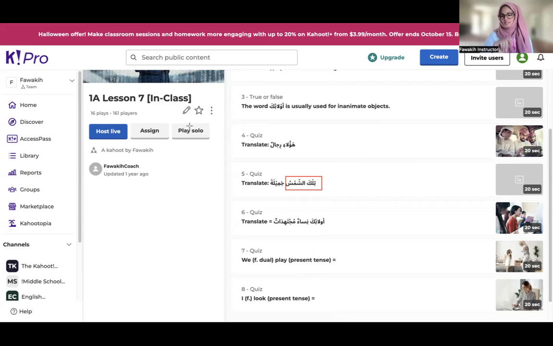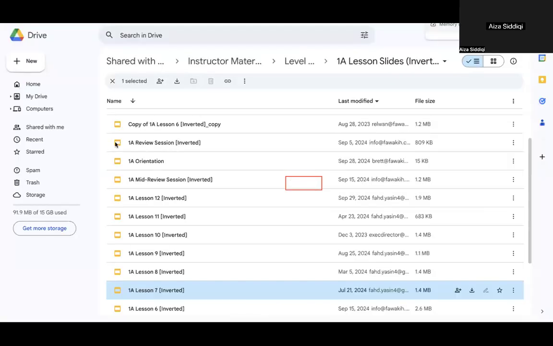Let me ask you this now. If Tilka is the subject, the Mubtada, what is the case of the word Tilka? Raf. Exactly. It's going to be Raf. And hence Shams is Raf. But that's a bit detailed grammar. What you need to know is that there are two parts here, a subject and a predicate. Okay. Good.